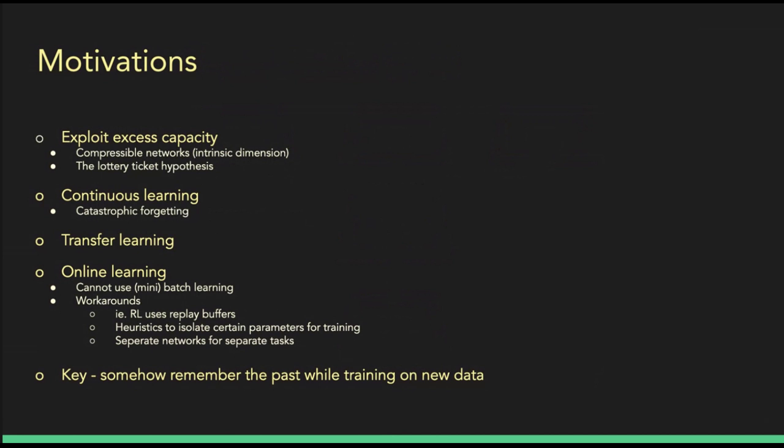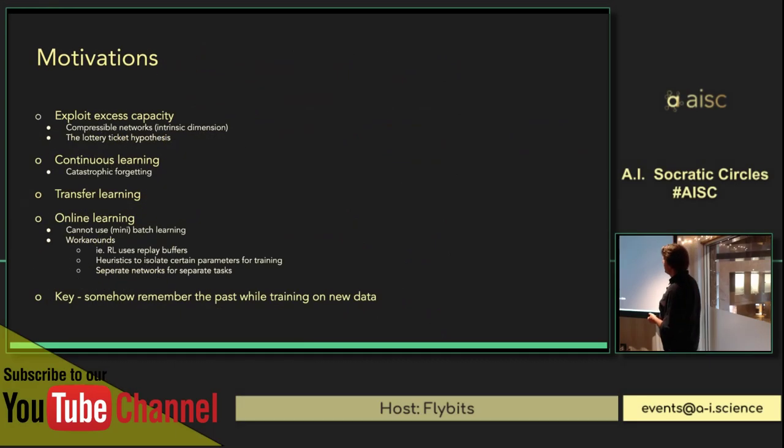So the motivation for this is exploiting excess capacity. Instead of pruning the network, that is, over-provisioning, training an over-provisioned network and then pruning it, you leave the network at the same size and try to exploit it in some way, to get some advantage out of it. Are people familiar with the intrinsic dimension paper?